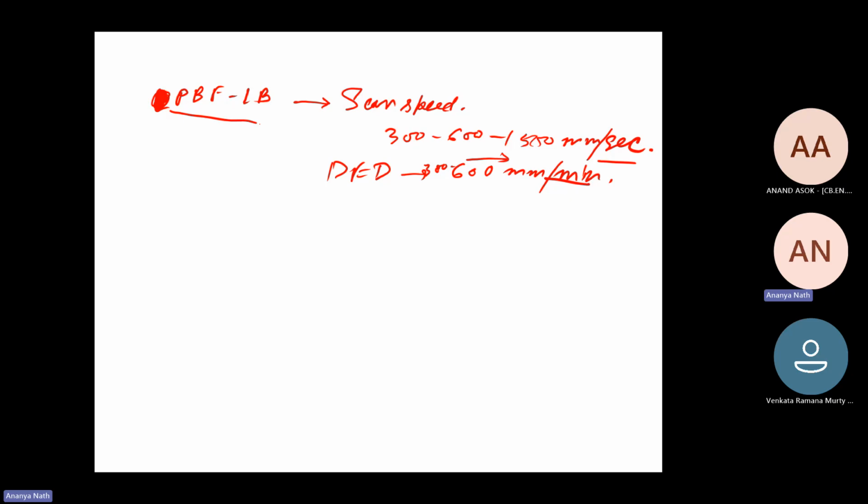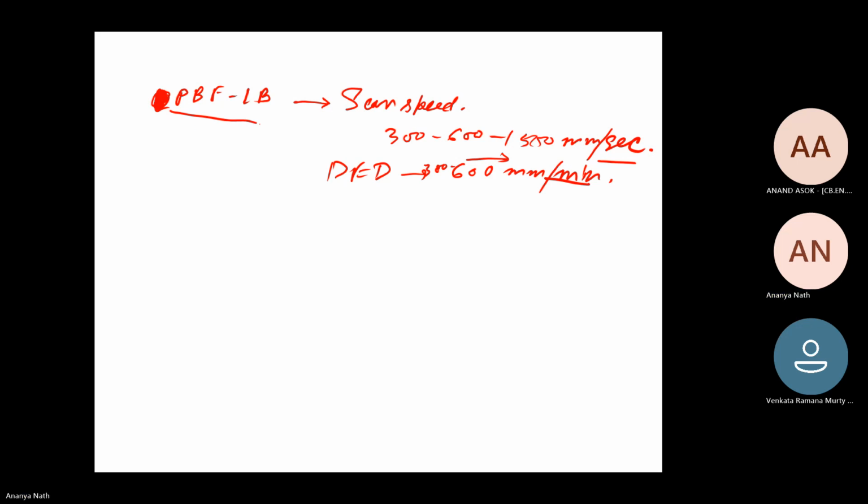So in LPBF, we are moving the laser beam very fast. So CNC cannot be used because there will be vibration in the CNC if you want to move a physical system this fast. So that's why an optical lens called galvo scanner is used to move the laser beam.